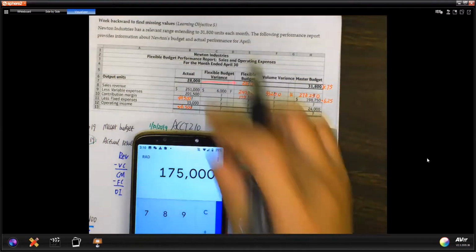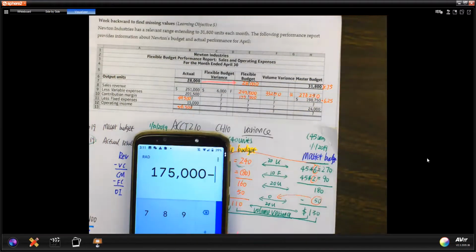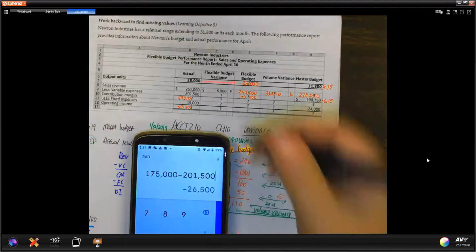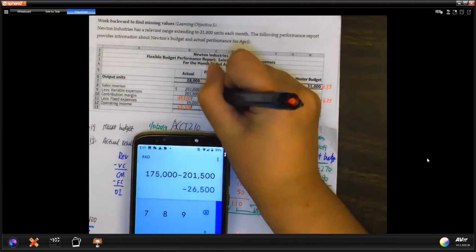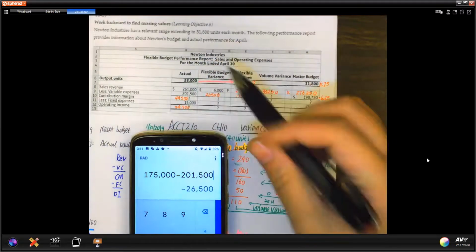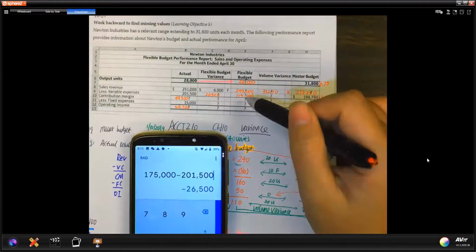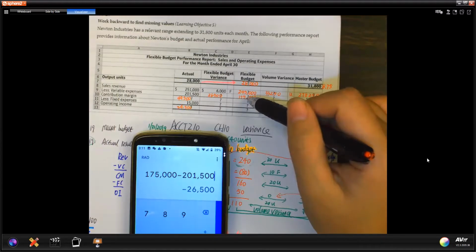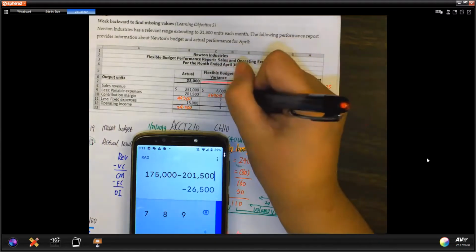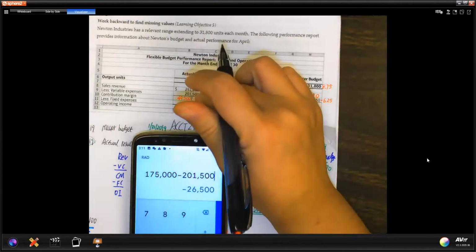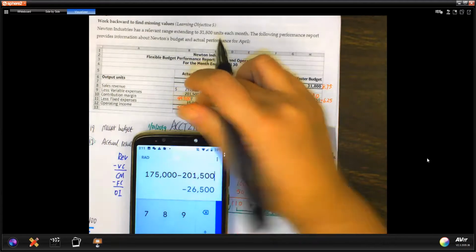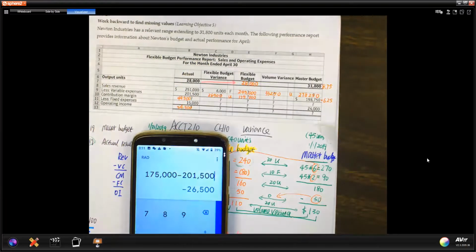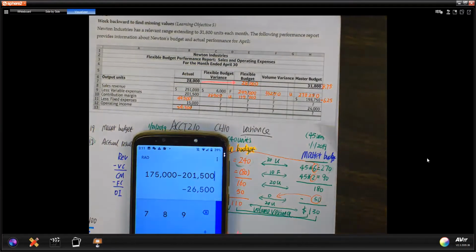First, we do the number: we subtract the 201,500. You get a number of 26,500. Your left side is higher than your right side and it's cost, so it will be unfavorable. You actually used more cost than your budget, so it's unfavorable, 26,500.